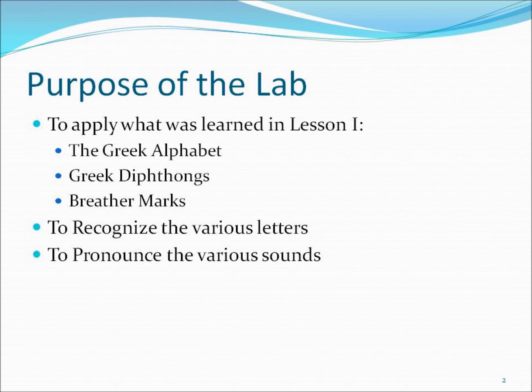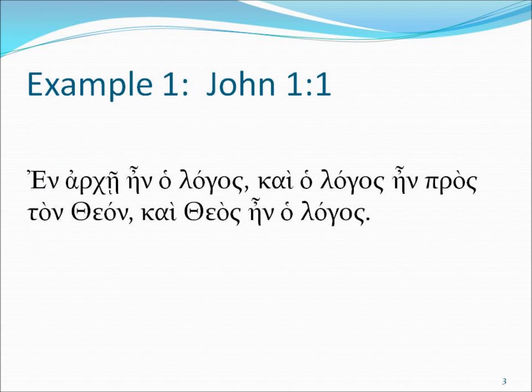The purpose of this lab is to apply what was learned in Lesson 1, namely the Greek alphabet, Greek diphthongs, and breather marks. It is also to recognize the various letters in the Greek New Testament and to pronounce those various sounds accordingly. The first example we're going to give is John 1:1. You should already be recognizing most, if not all, of the Greek letters, and the familiarity of this verse should help you associate easy vocabulary words. I will read off the verse at first and ask you to follow along. Then we will go back over the verse and focus on word clusters.